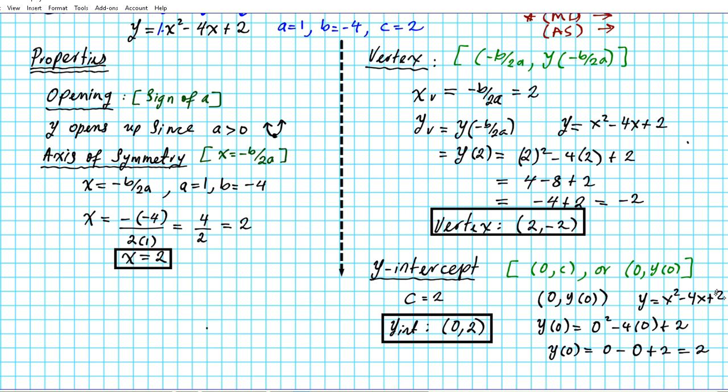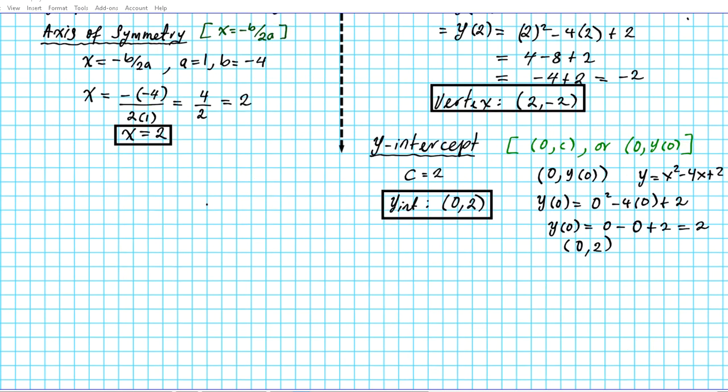Okay, which is a c value here. It's easy to see in this form, but in other forms, this method is really effective. So the x-intercept 0, y of 0 is 0, 2, which is exactly what we have over here. All right, now let's go ahead and graph the function. So we're going to be making use of all these properties that we found right here.